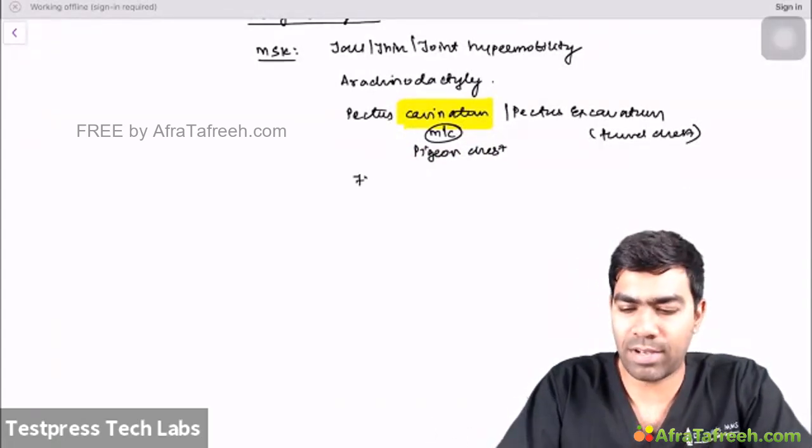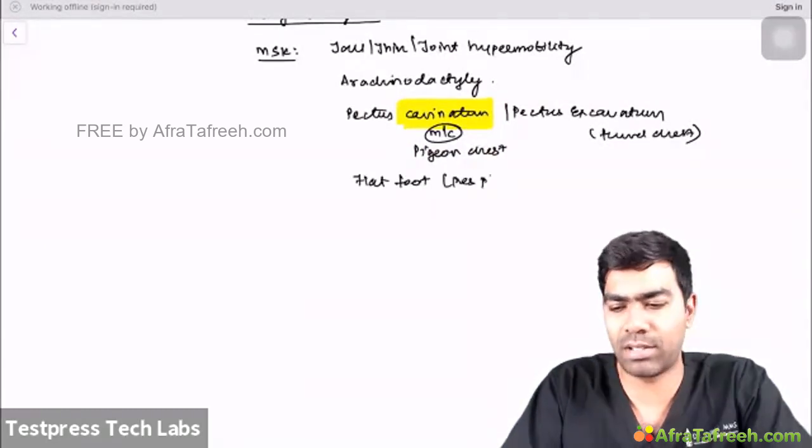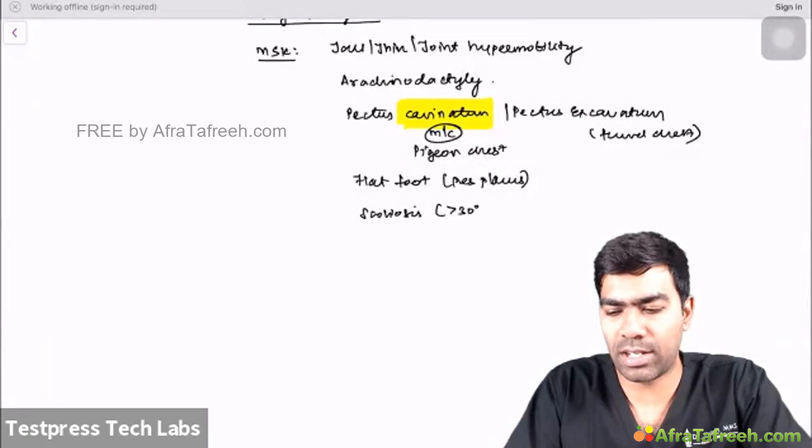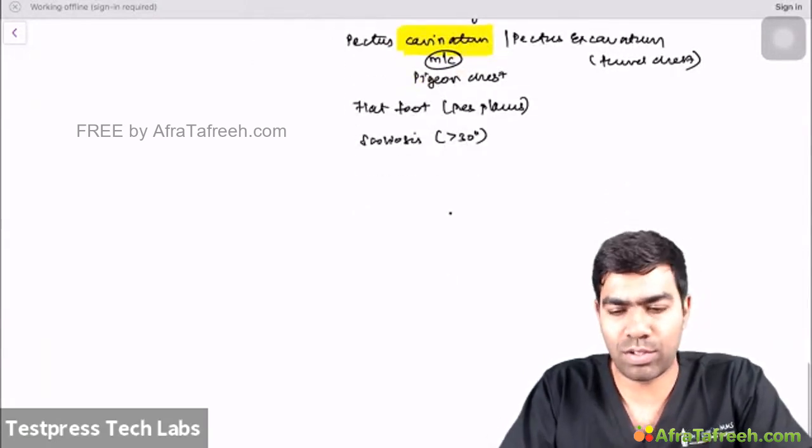And they can have a flat foot. The other name for flat foot is pes planus. And they can have scoliosis. Typically, the scoliosis will be more than 30 degrees. And I'll tell you how to find out scoliosis by a simple test called Adams test.